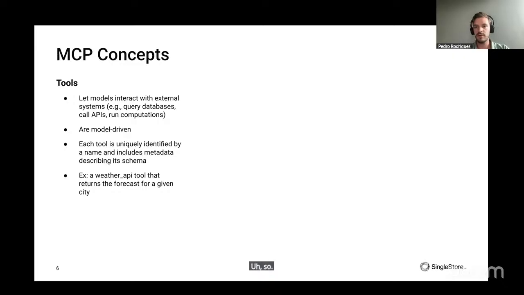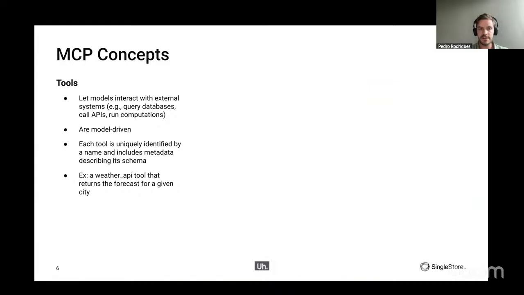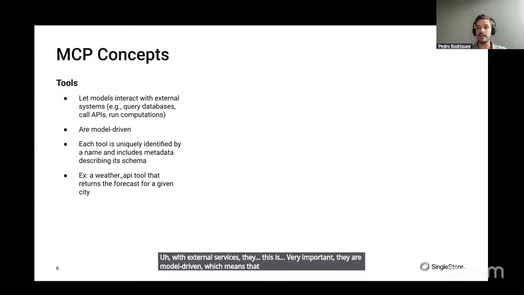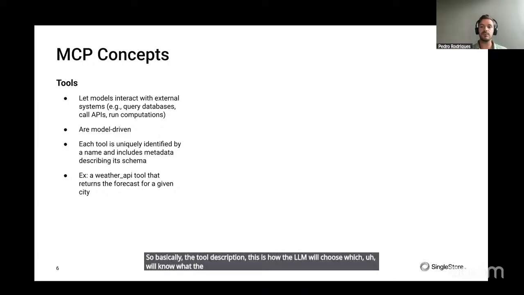So moving to the MCP concepts. Tools, I already explained what they are. They are pieces of code that allow your LLM to interact with the external services. This is very important. They are model driven, which means that it's the LLM that chooses which tool to pick or to use based on your prompts. And they tend to give more importance to the tool name and the docstring, so basically the tool description. This is how the LLM will know what the tool does and will pick the tool based on these two factors.